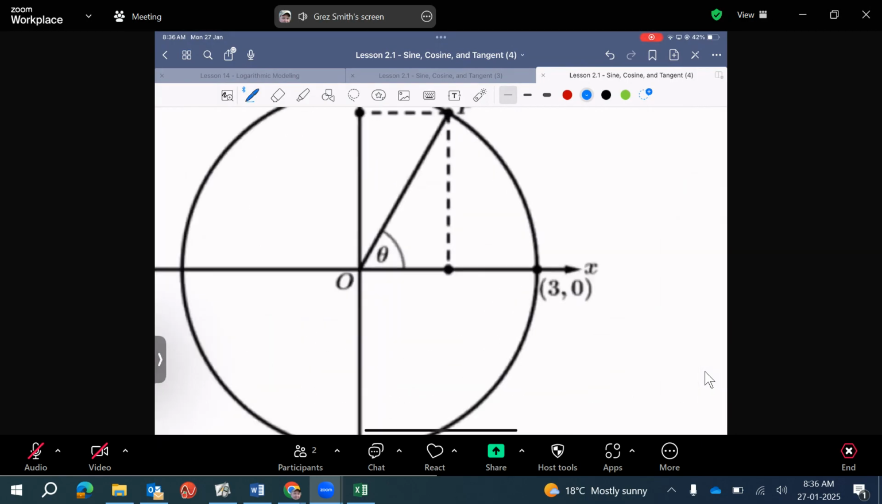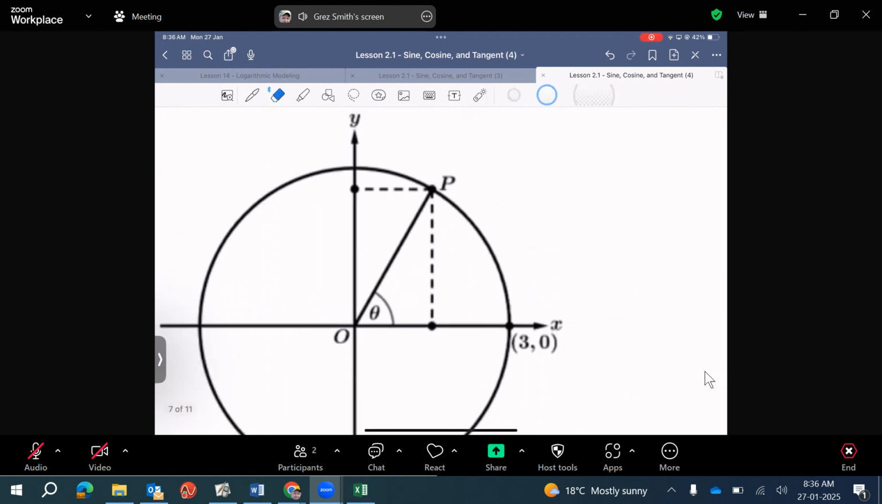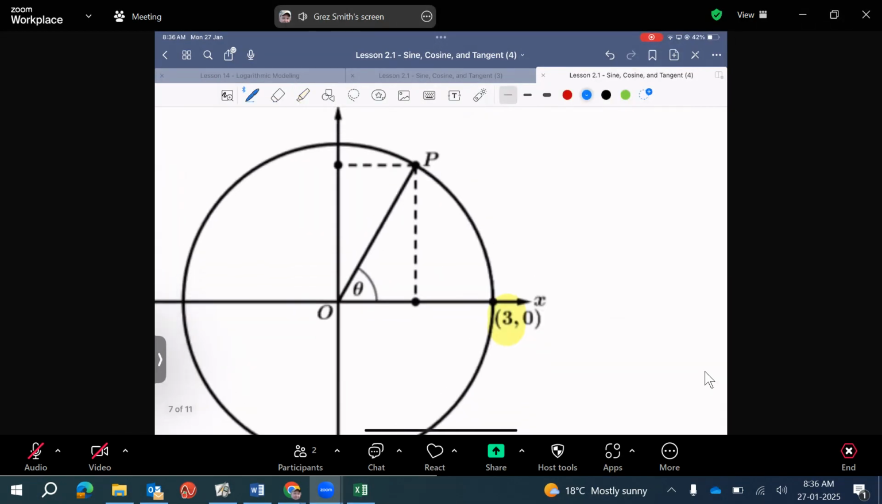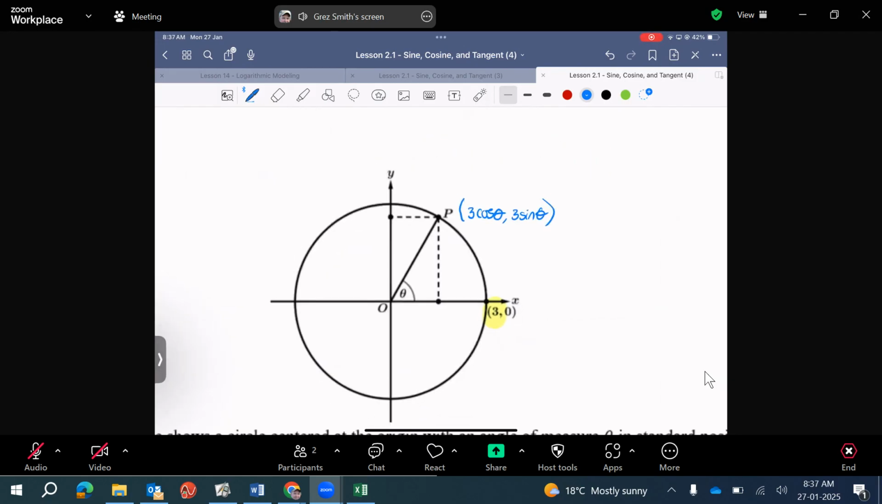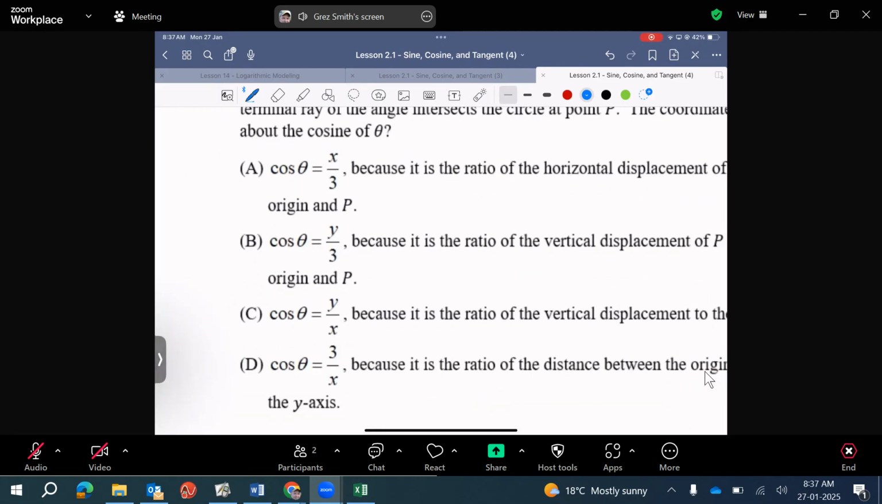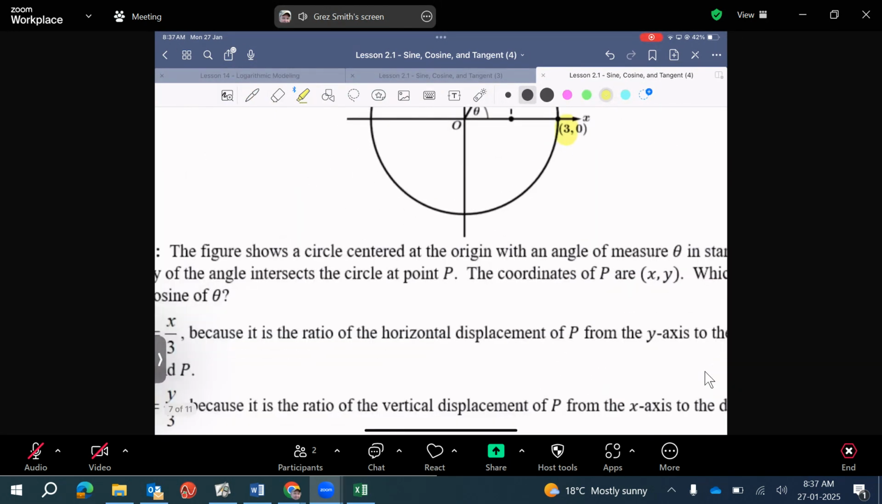So let's zoom in here. First thing we note is that this is equal to 3. So the coordinates of this point here are going to be 3 cosine theta, 3 sine theta. What are we looking at here in our question? All of these are cosine values. So I'll just go back up here, the cosine of theta.